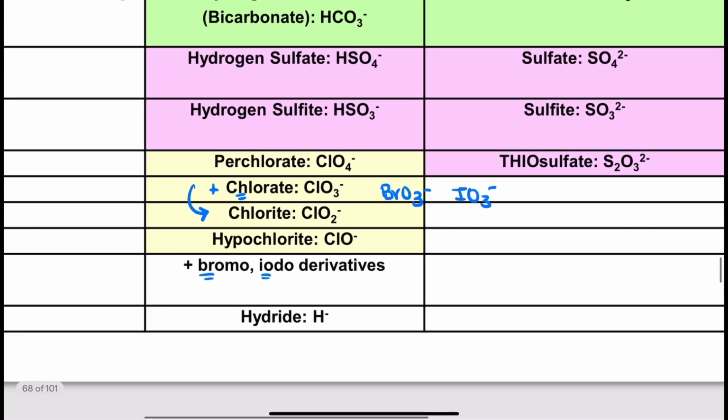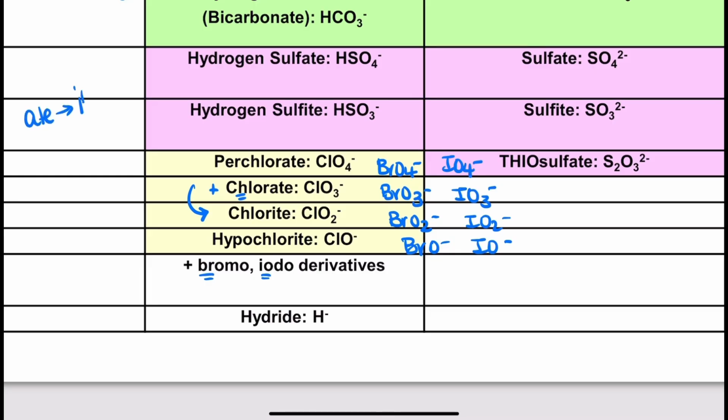Let's go down here and do the rest of the chlorates. So chlorate, bromate, and iodate follow these same patterns. BrO2 minus, IO2 minus. I do have these on another slide as well. BrO minus, IO minus, BrO4 minus, and IO4 minus. Okay. So chlorate to chlorite, ate to ite, no matter what it is, ate to ite, we lose an oxygen, keep charge.